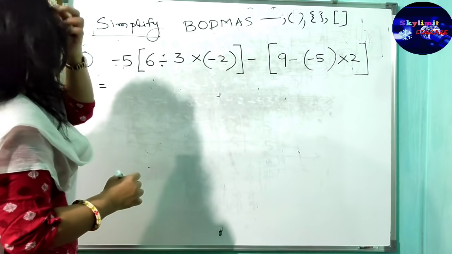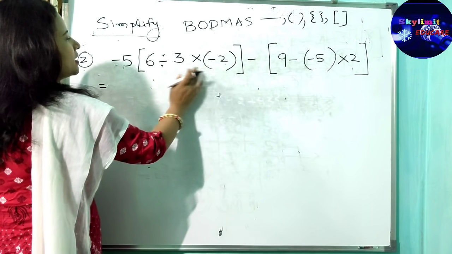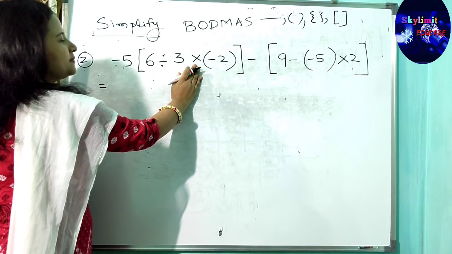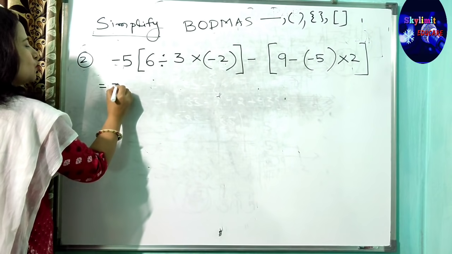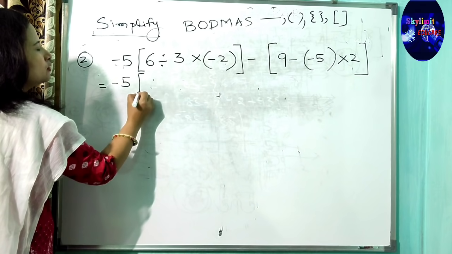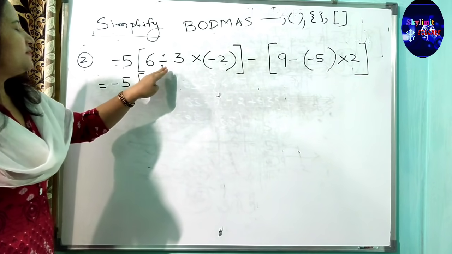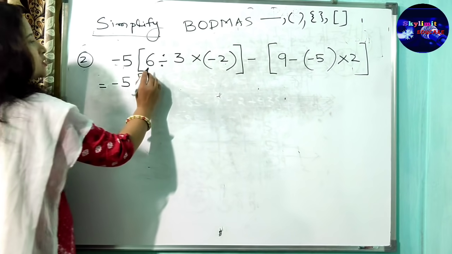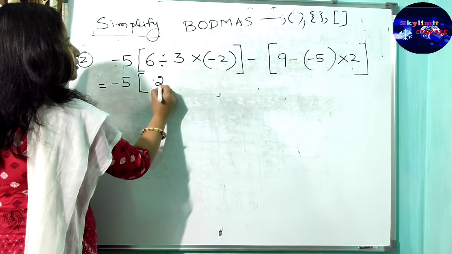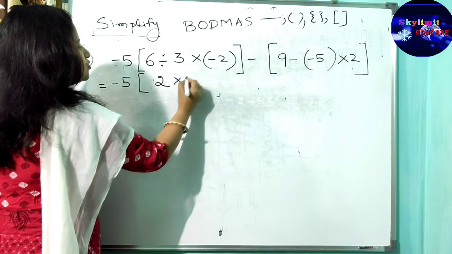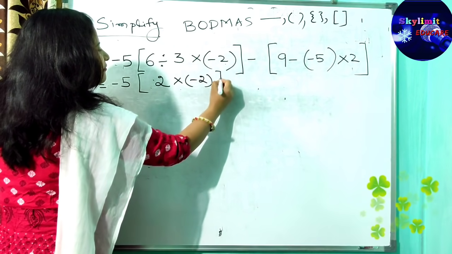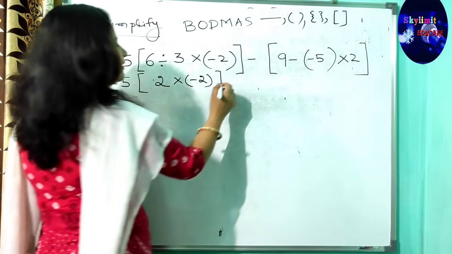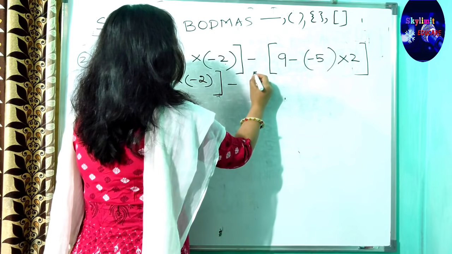So now you can see here we have a square bracket, and inside the square bracket you have division and multiplication as well. So very carefully you have to solve it. Division is here, multiplication. So first you need to divide according to BODMAS rule. So 6 divided by 3 will give us 2 multiplied to minus 2. Simply we have divided these two and written the answer. Don't be greedy. Just solve one thing at a time.